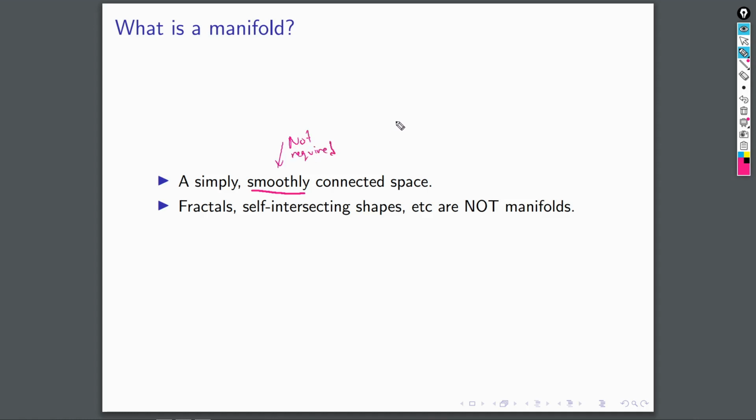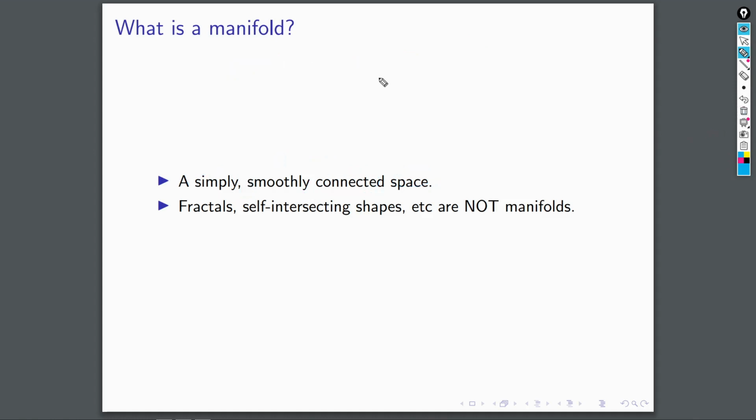A manifold doesn't have to be smooth, but the manifolds we're going to be seeing in physics, physics deals with smooth manifolds. Okay, so that's fine. But the key words here are simply connected space. And again, these have some rigorous mathematical definitions that are really not relevant to us. Simply connected is basically as good as you need.